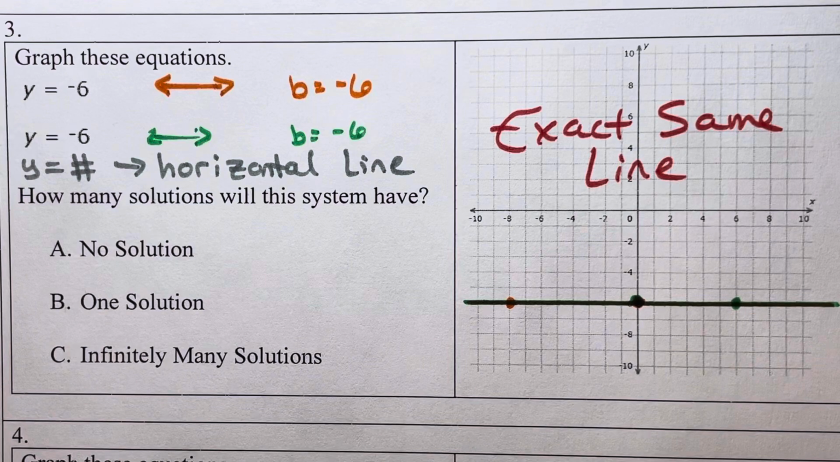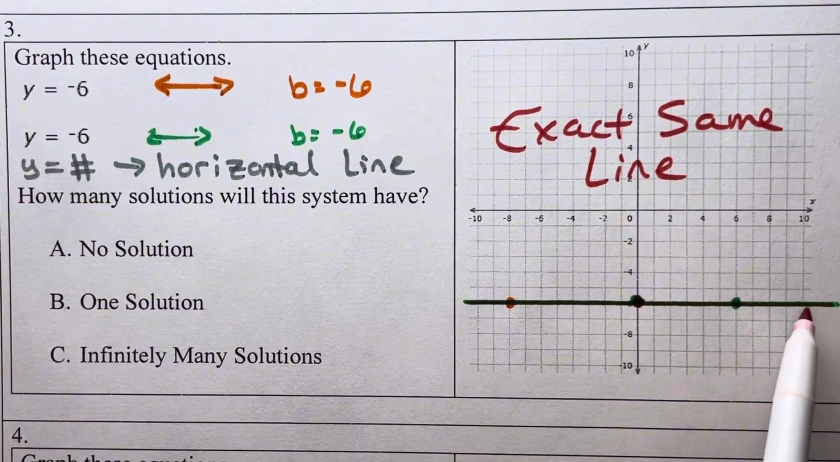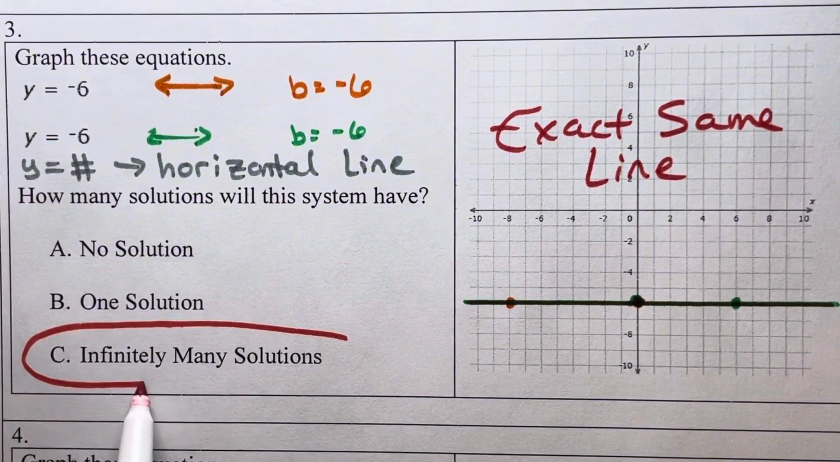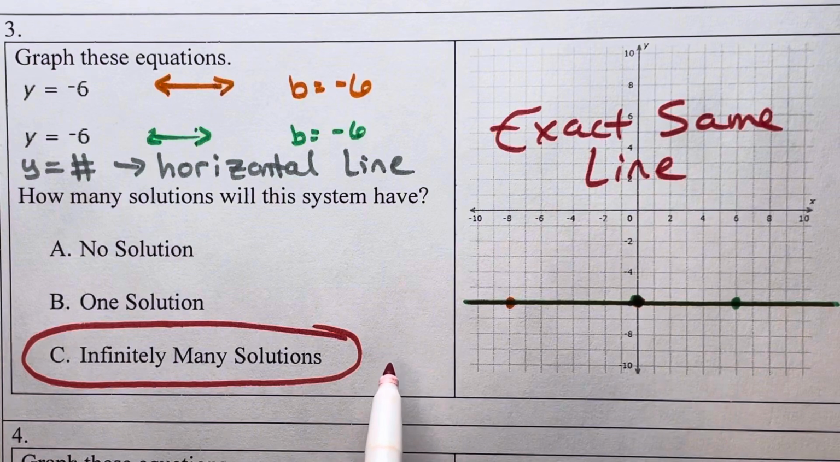Which means that they overlap everywhere. They are exactly the same. They overlap on all of the points. Therefore, these two lines will have infinitely many solutions. And there you go.